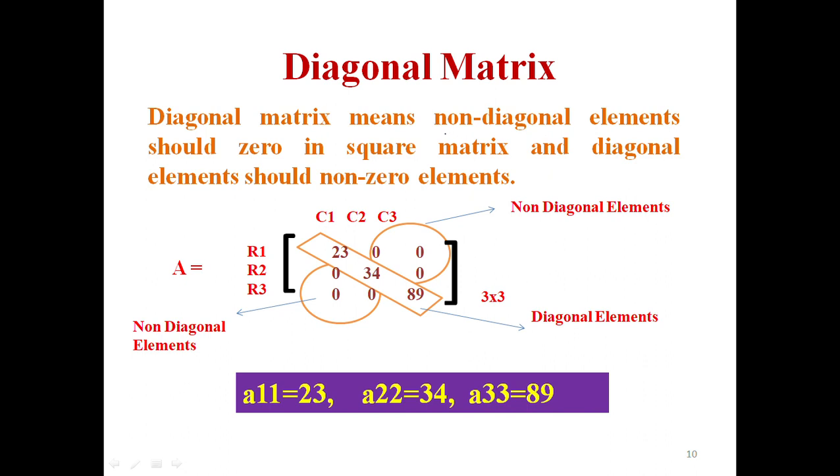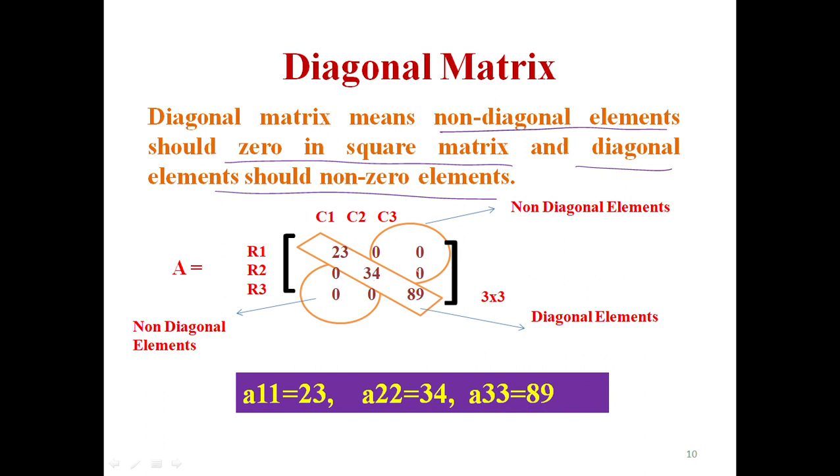Diagonal matrix means the non-diagonal elements of a square matrix should be 0, and the diagonal elements should be non-zero. For example, we are given 23, 0, 0, 0, 34, 0 and 0, 0, 89. In this matrix, 23, 34 and 89 are given in a diagonal form, and these values are called diagonal elements. The 0, 0 on the upper side of the diagonal elements are called non-diagonal elements.